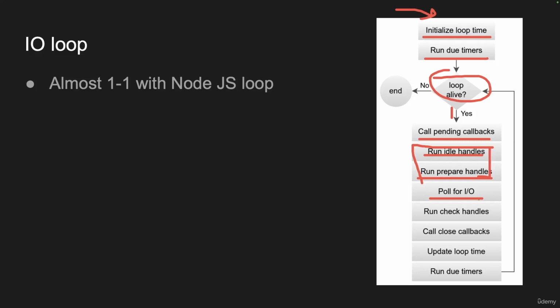Then we have poll for I/O. Then we have check handles, which is setImmediate. Then we have the close callbacks. Then we have update loop time, and then run due timers. This is the timer one, and this is the update loop time. So there's another phase that just updates the loop time. But if you notice, it's almost identical to the Node phases, just simpler.